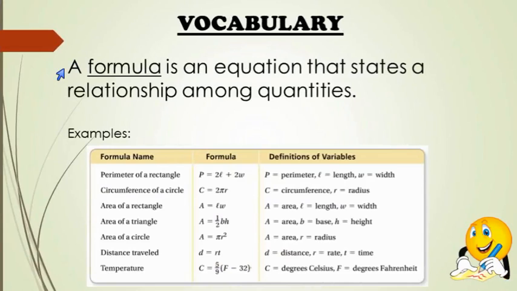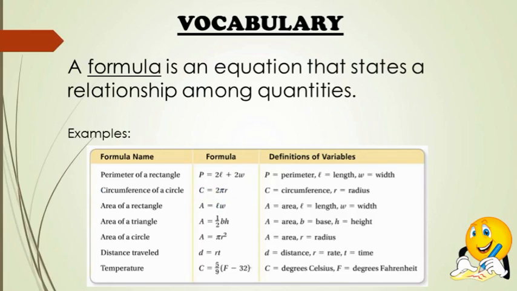What we're going to start with first is some basic vocabulary. Here we have the definition of a formula. A formula is an equation that states a relationship among quantities. And here we have some examples, and a lot of these might look familiar to you, such as the area of a rectangle. We've heard length times width is equal to the area of a rectangle, and so on and so forth. These are formulas that you will see when you're being assessed, and we're actually going to be using the circumference of a circle formula in today's lesson.